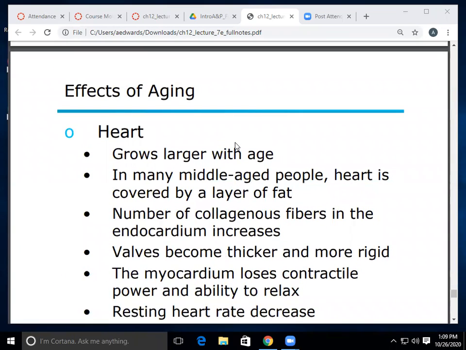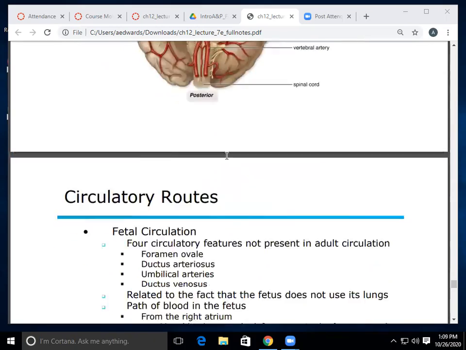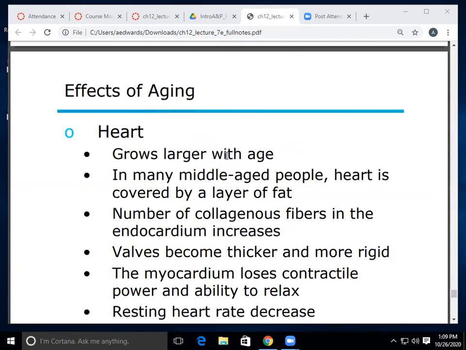So let's talk about these special circulatory routes with your partner. Let's do that now. You can do this at home as well.